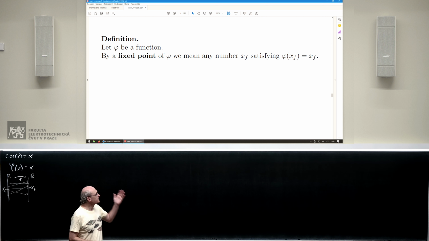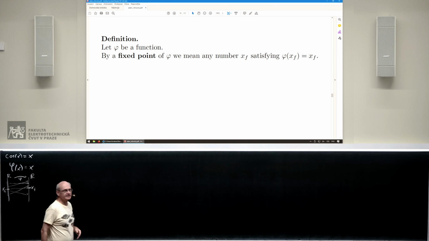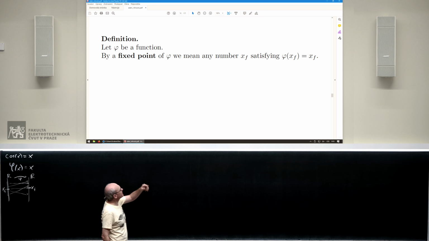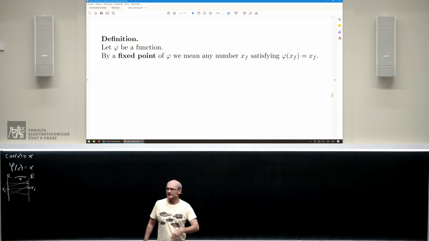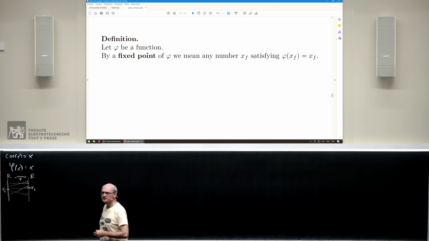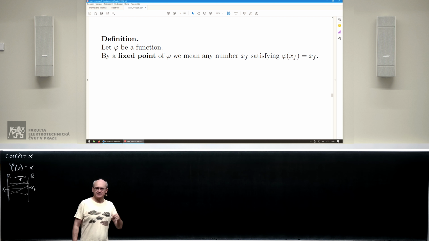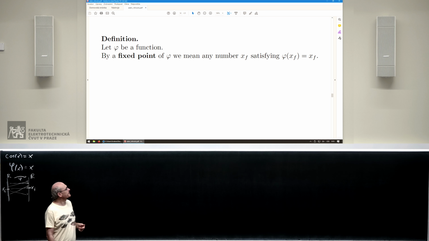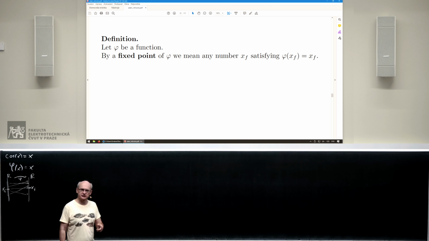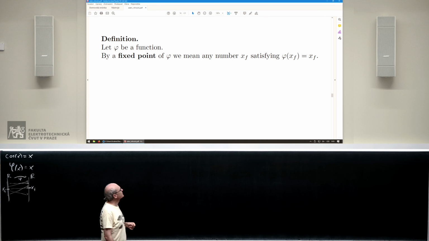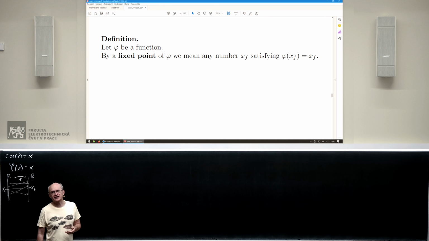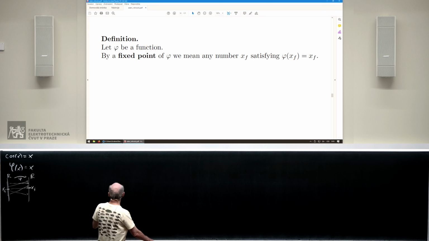Let's have a look at the official definition. So we have a function, and we are looking for points x_f so that when we substitute them, the output is exactly the same as the input. Now, the great advantage of this definition is that it's very general, and we will shortly show some interesting examples. So to appreciate what it does for us, let's have a look at some examples.